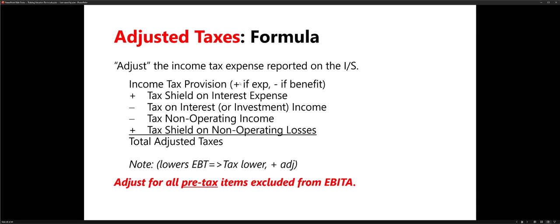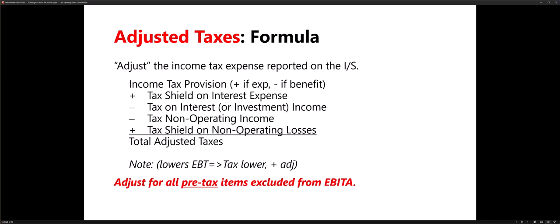All right, so we start with the income tax provision, which we see on the income statement. And it's positive, it's an expense. If it's negative, for some reason, you would see it as negative. It's just a sign problem. But for example, interest expense. So we established that interest expense is not part of our business, right? We're not in a business of borrowing money.